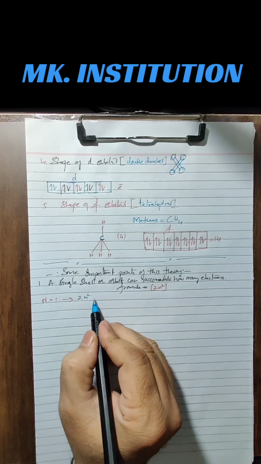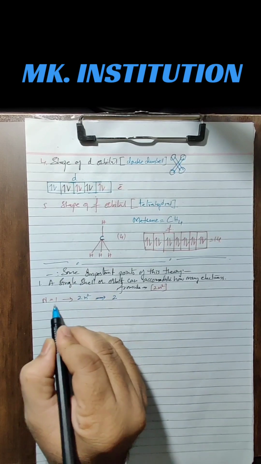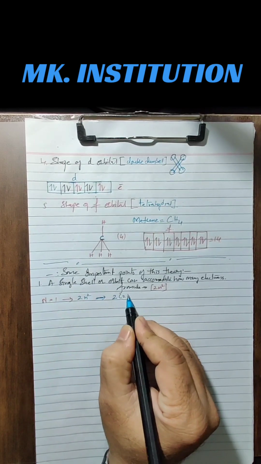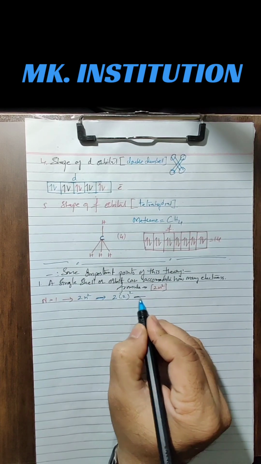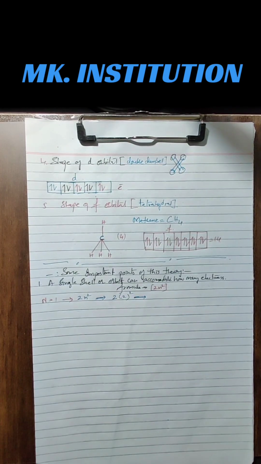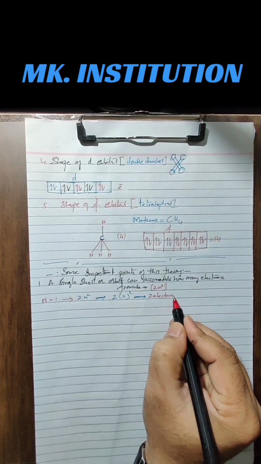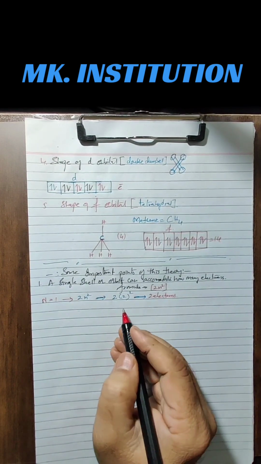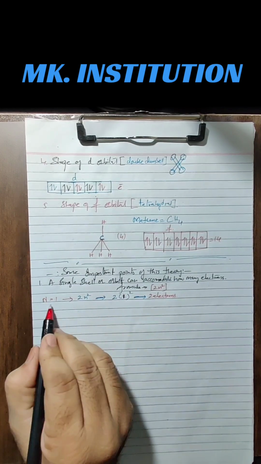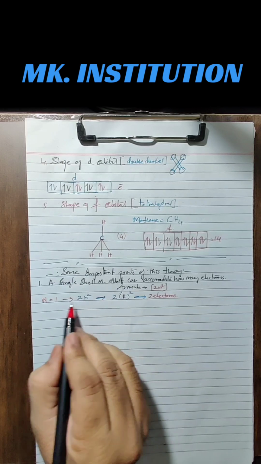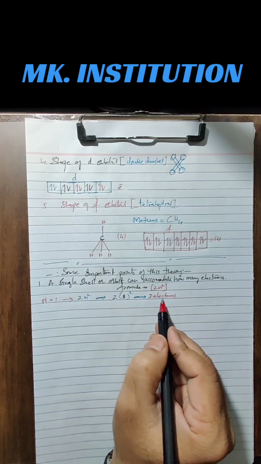So for the first one, write 2, and instead of n you write 1: 2 into 1 square. How many electrons can be accommodated here? 2 electrons. Because the n value is 1, instead of n we keep 1. 1 into 1 is 1, and 2 ones are 2. 2 electrons.